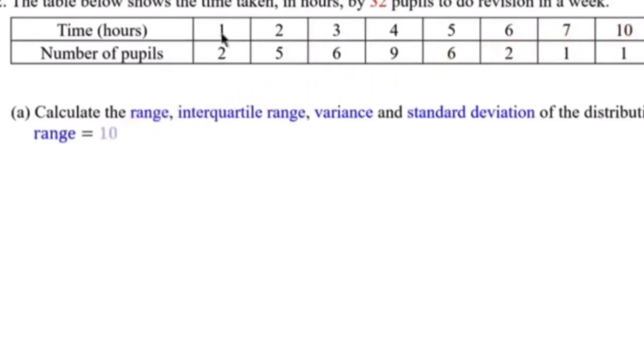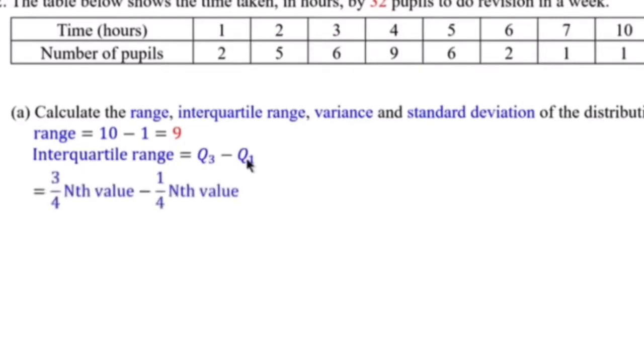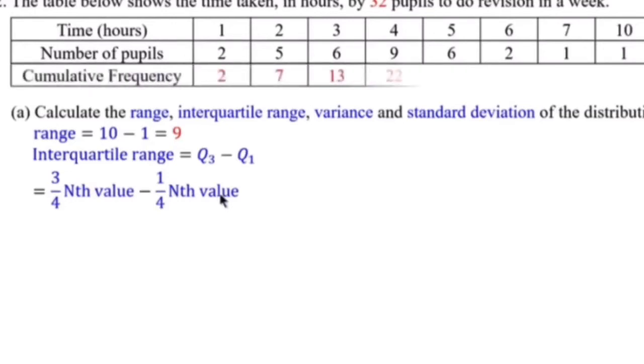And then we want to find the interquartile range. Still remember, Q3 minus Q1. So we will take 3/4 of the total sample, and we need to find the cumulative frequency. So we add one more column for the cumulative frequency, because we need the n. The formula for the interquartile range is 3/4 n minus 1/4 n, so we need to find n.